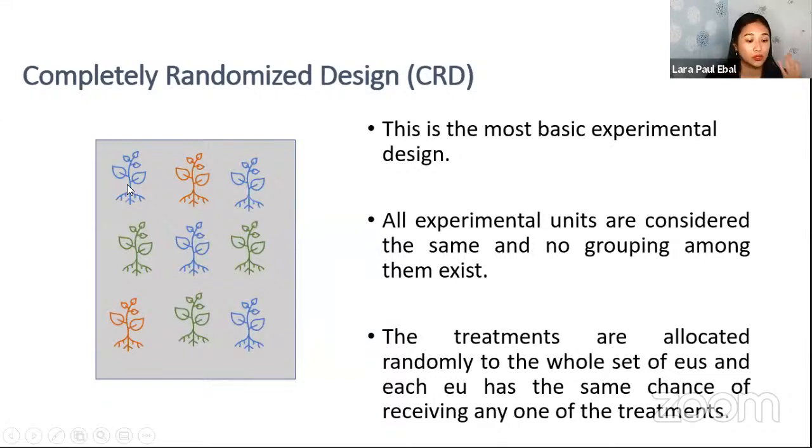So we apply the blue treatment, or the blue fertilizer, for example, to this plant. It's just random. So we just randomly assign treatments. And then also for the orange fertilizer, we can randomly apply this to the same experimental area. So we have this plant here receiving orange treatment, and then another plant receiving the orange treatment. And also for the green, this green plant is receiving the green fertilizer. Okay, so just a picture of this CRD.